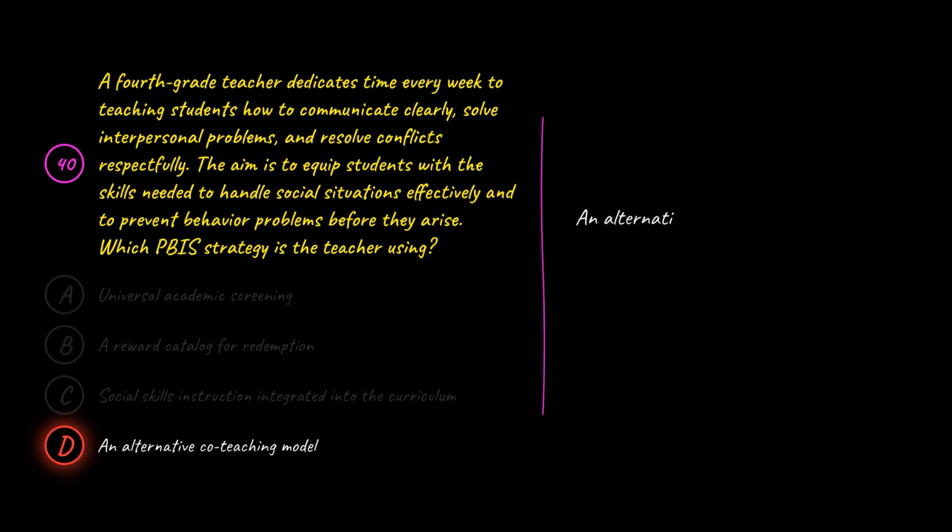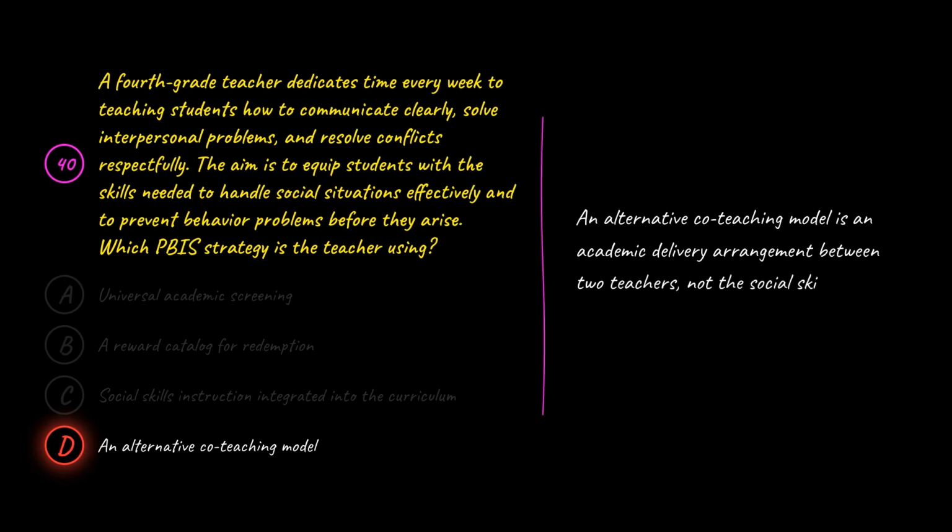D is wrong because an alternative co-teaching model is an academic delivery arrangement between two teachers, not the social skills curriculum described. Social skills instruction is the explicit teaching of skills like communication, conflict resolution, problem solving, and emotional regulation as part of the classroom curriculum.